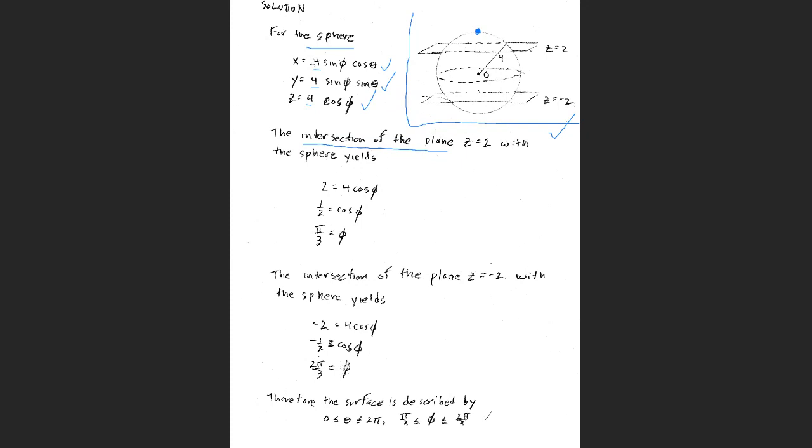Okay, so the intersection of the plane z equals 2 with the sphere. I'm going to substitute in for z equals 2, and that's going to get me 1/2 equals cosine of phi. And so phi is going to equal pi over 3. This has got to be a little careful here. The picture's not exactly drawn to scale.